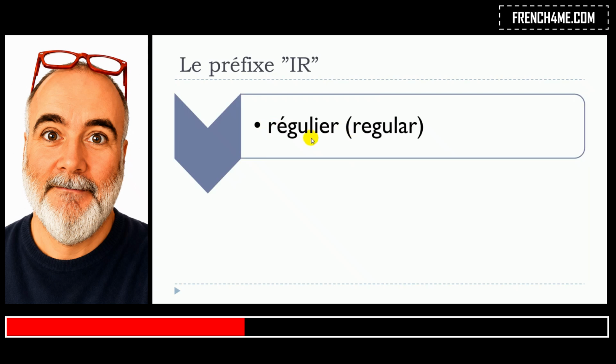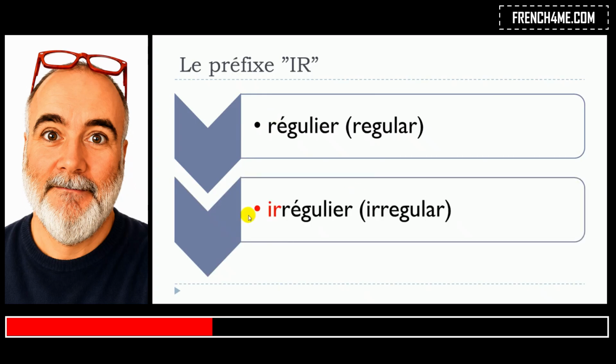Régulier. So as I said, remember they start with R all the time. Régulier, and then exactly the same technique. IR, and after that you put it back. Irrégulier. Okay? Régulier, then irrégulier.